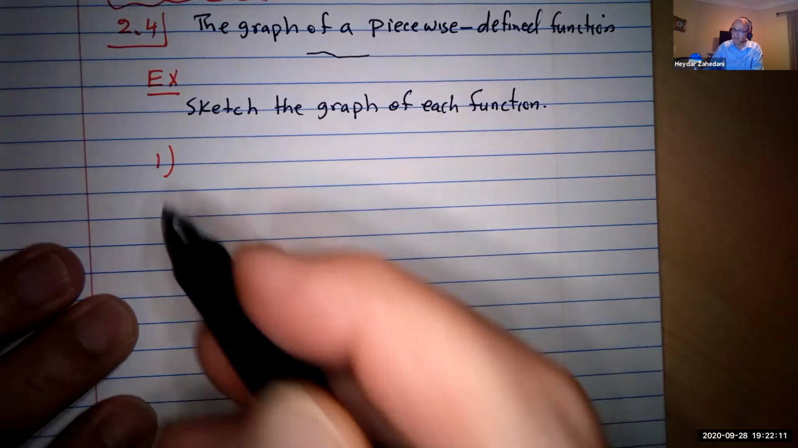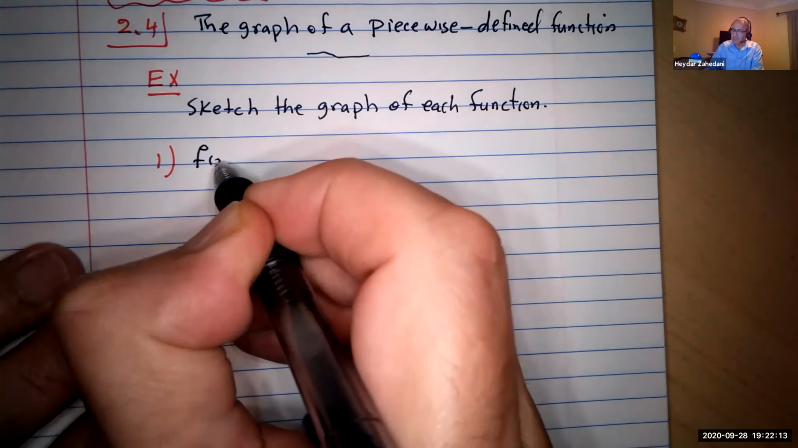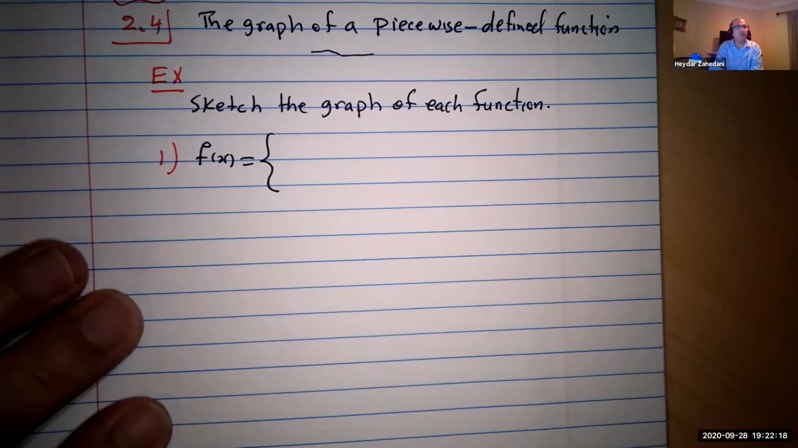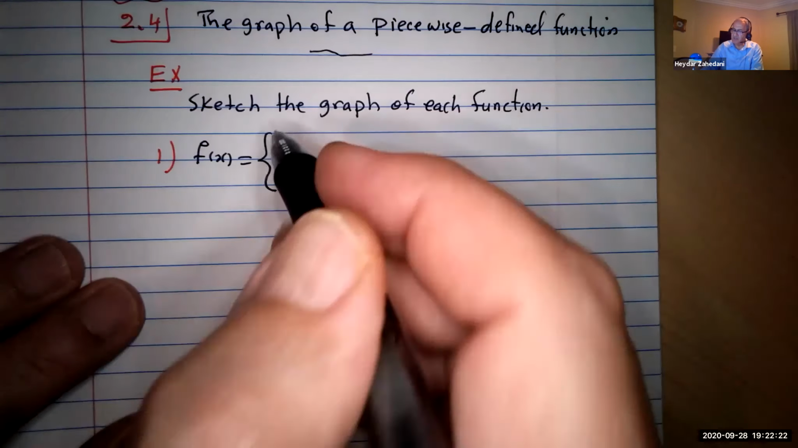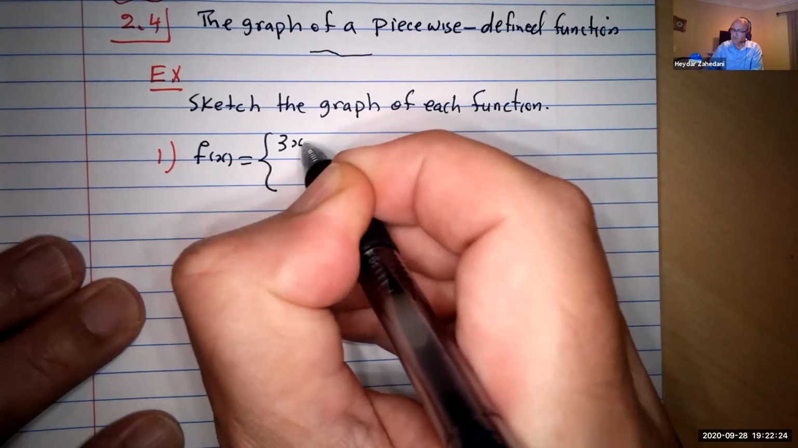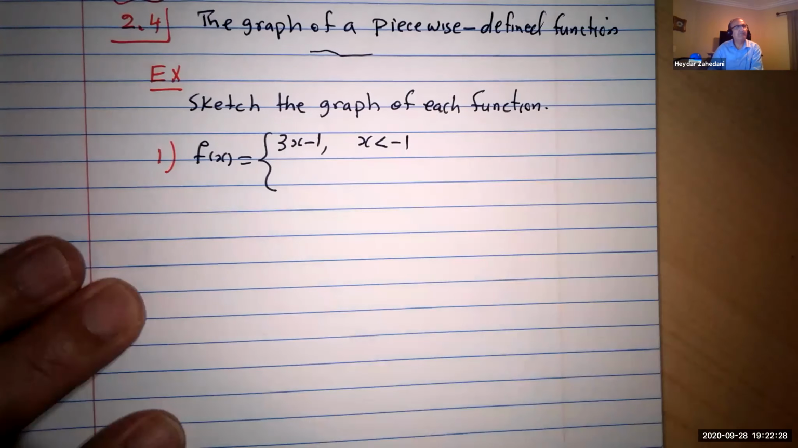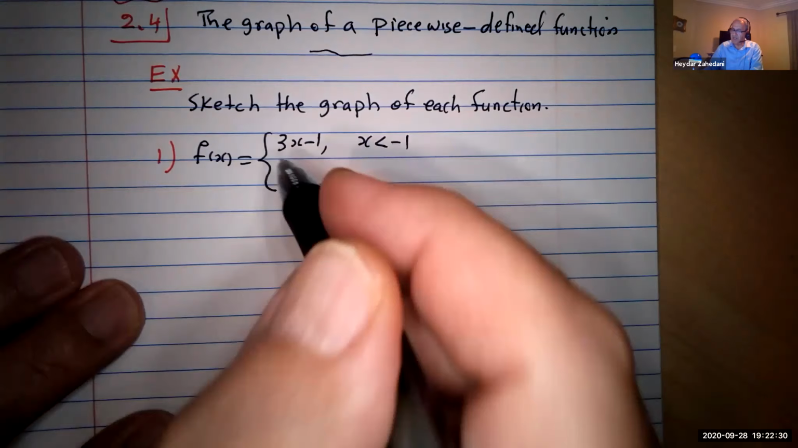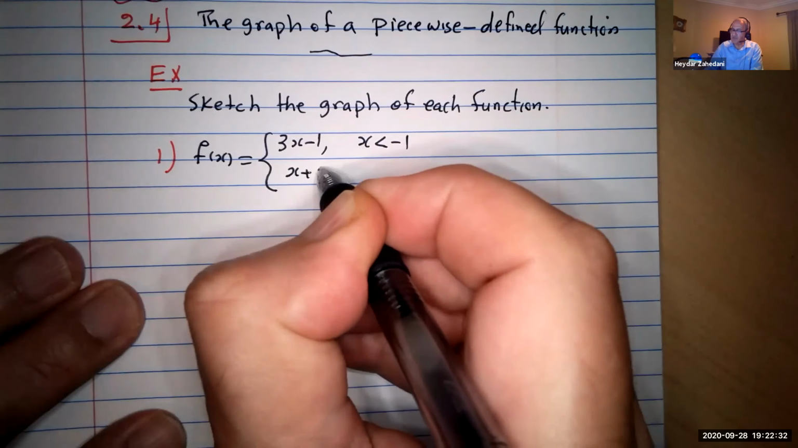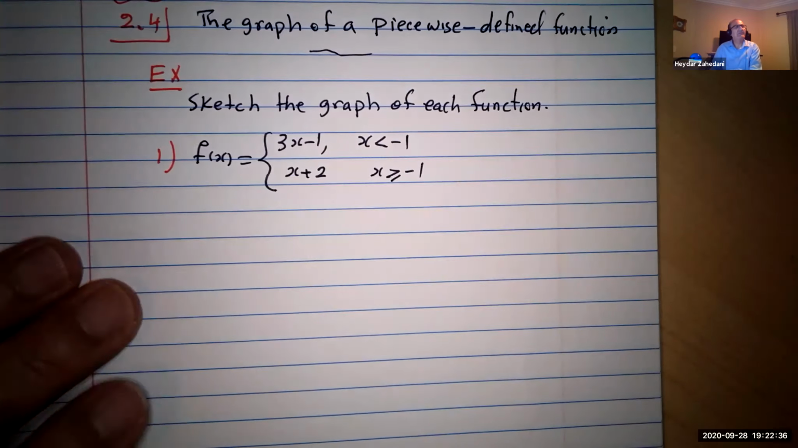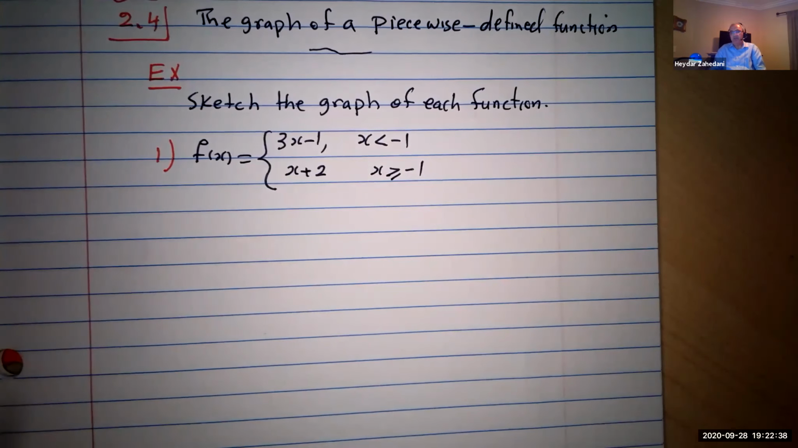The first one, we give a function that is defined by two equations, and you get four in your assignment. So the function is going to be something like 3x minus 1 where x is less than negative 1, and x plus 2 when x is greater than or equal to negative 1. So this function, as you can see, is partitioned at negative 1.